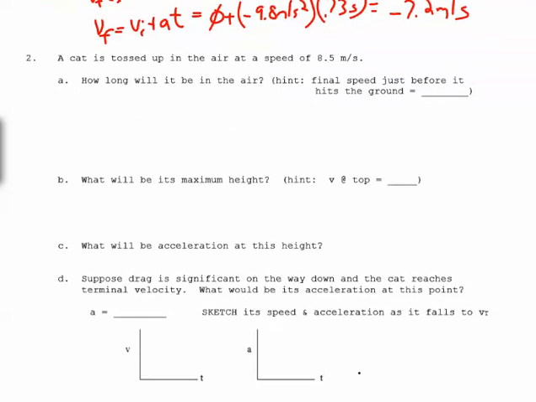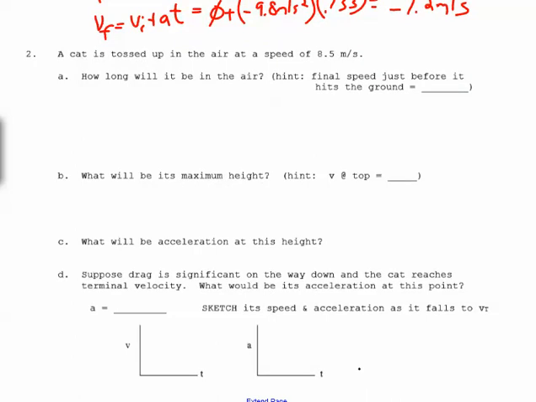So let's look at one more, and then I'll have you practice on your own. All right, so let's say a cat is tossed up in the air at a speed of 8.5 meters per second. Okay? In other words, it can't move up unless it's projected up. We can ask, how long will it be in the air? Okay, so let's go with our strategies. We're looking for a time in the air. Question mark. What do we know?